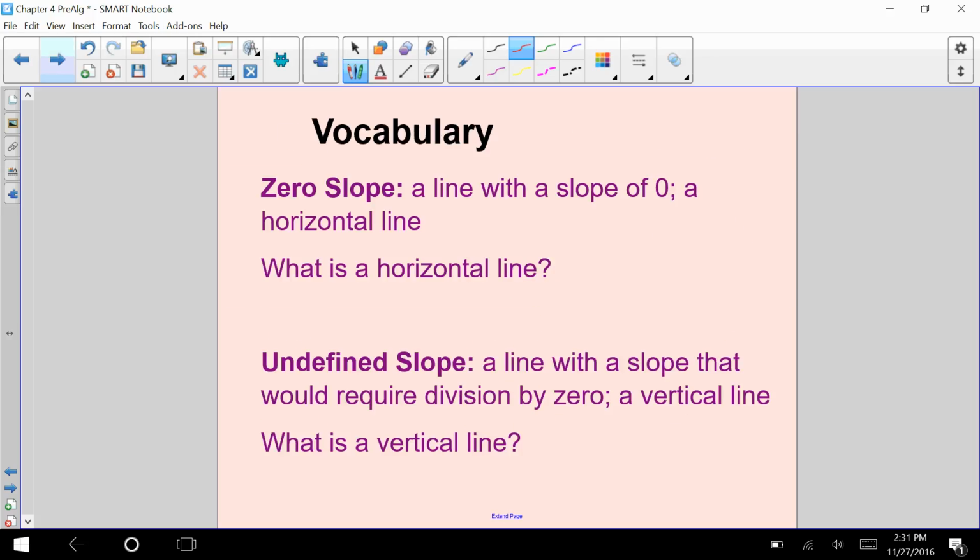Our new vocabulary for the day is zero slope and undefined slope. Zero slope is a line with a slope of 0. That is a horizontal line. A quick reminder that a horizontal line goes side to side, like the horizon. Undefined slope is a line with a slope that requires division by 0, and it is a vertical line. A reminder that a vertical line goes up and down.